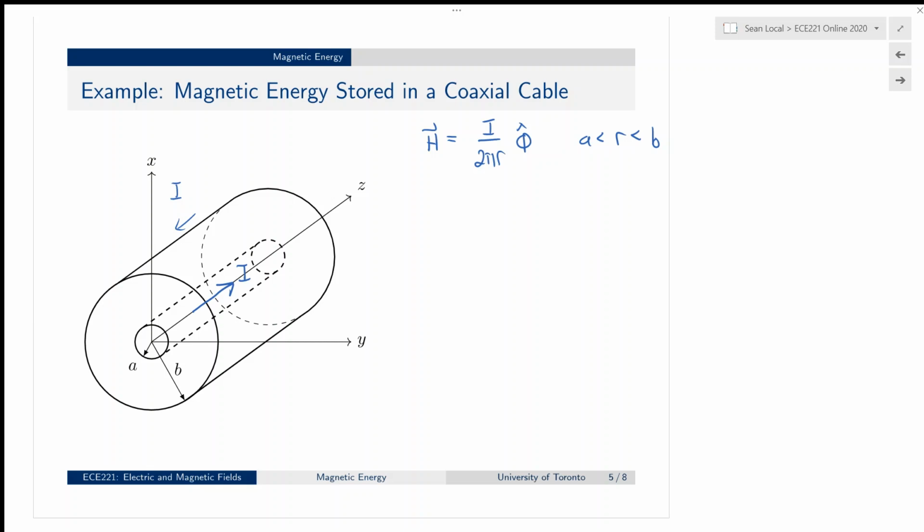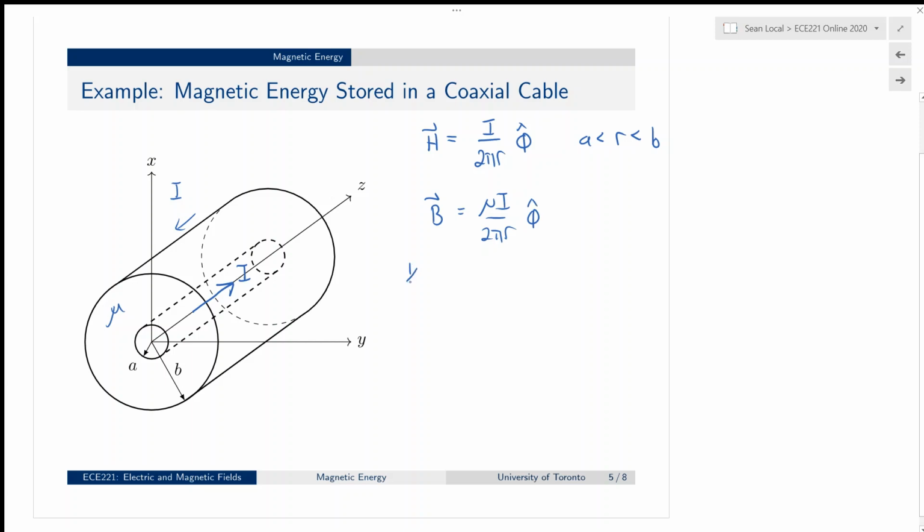It's zero outside, and we could use Ampere's law to find the magnetic field inside the inner conductor. But our focus here is to find the magnetic energy stored in this region between a and b, the inner and the outer conductor. Now, if the space between the inner conductor and the outer conductor has a magnetic permeability mu, then we know that B is just mu times H. So mu I over 2 pi r phi hat over the same region.